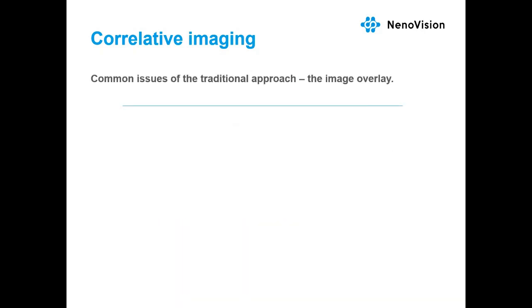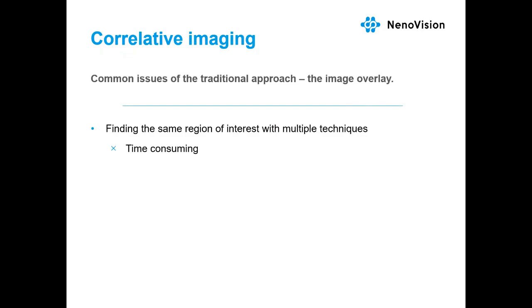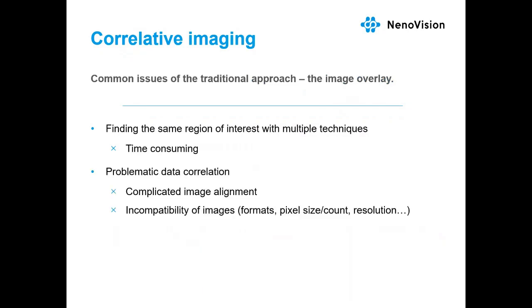Nevertheless, this traditional approach has some drawbacks. First of all, it is very difficult to precisely find the same region of interest, even more if you want to use multiple techniques. It's extremely time consuming. Also, the data correlation is not that straightforward and simple, because you have to do really precise image alignment, and you have to restore the distortion of the different images, and then you have compatibility issues like formats, pixels, resolution, etc., etc.